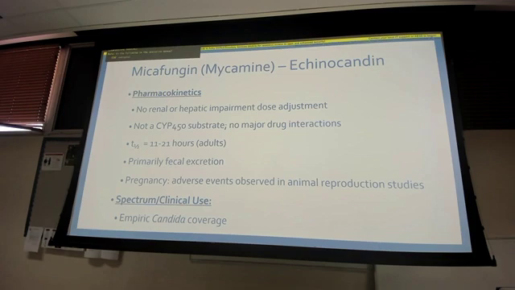So micafungin is the most common echinocandin that we use over at BAMC. For this, again, no renal or hepatic impairment dose adjustments, not a big CYP substrate. So again, not many drug-drug interactions. Patients are studied on micafungin. We have a half-life of about 11 to 21 hours in adults. Biggest thing again with this, avoiding in pregnancy. And then again, echinocandins are going to be used for empiric Candida coverage.